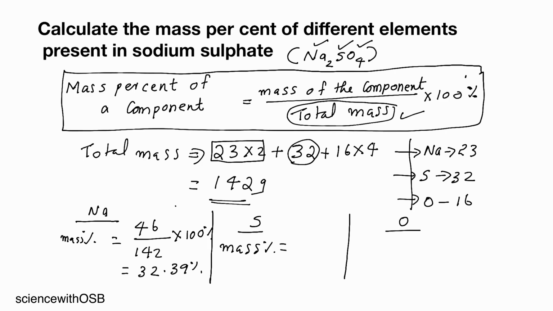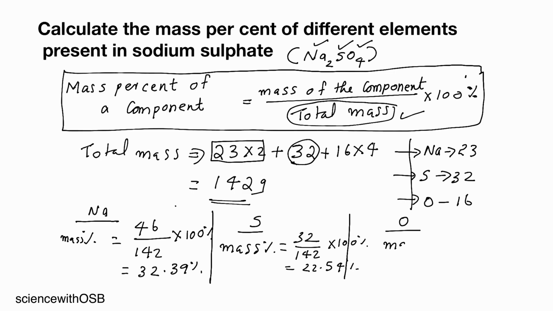Now for sulfur, mass percentage is equal to mass of sulfur. What is mass of sulfur? 32 by total mass. What is that? 142, into 100 percentage. On calculating, you will get 22.54 percentage.